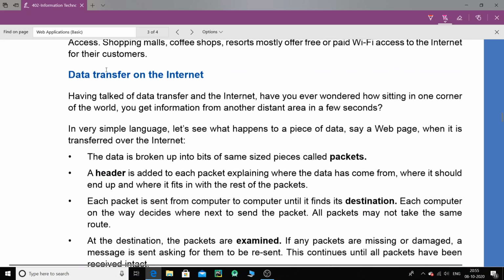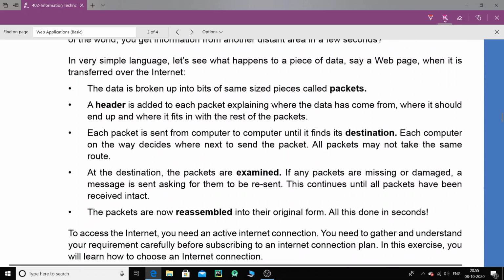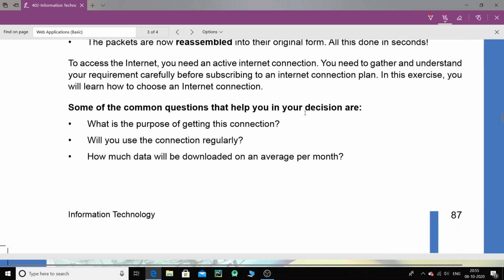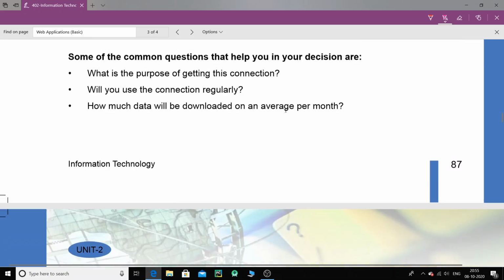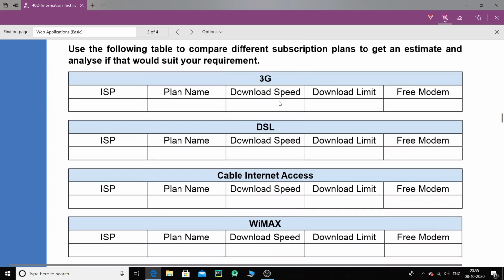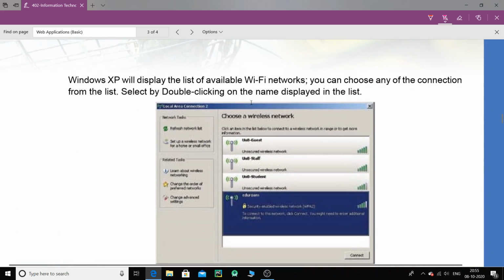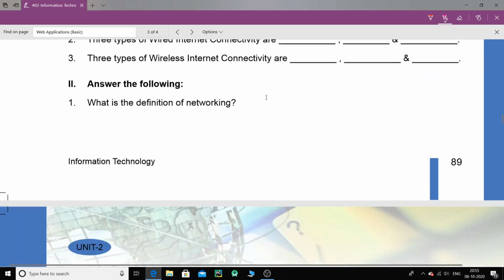The data transfer on the internet is transferred in the form of packets. Understand how the data is transferred through the internet, from one network to another network. And basically it can include wired and wireless both. Okay, how to connect to Wi-Fi, this is what they've spoken about.